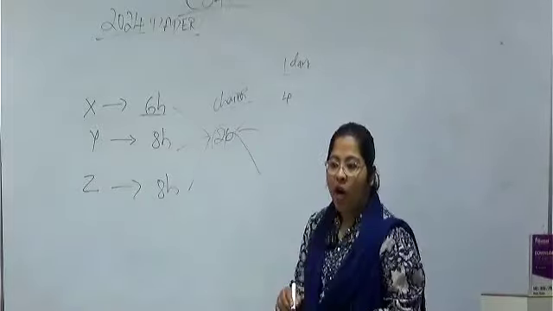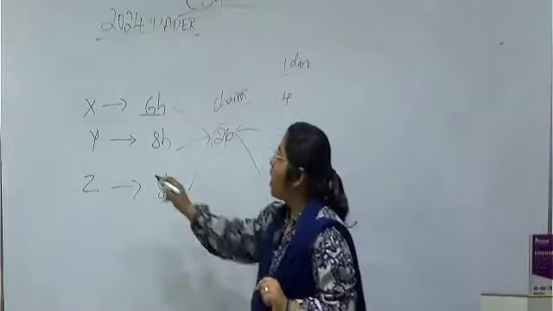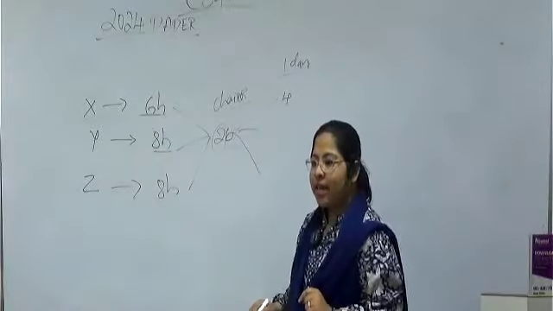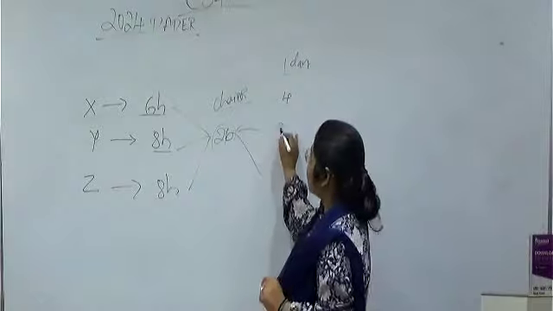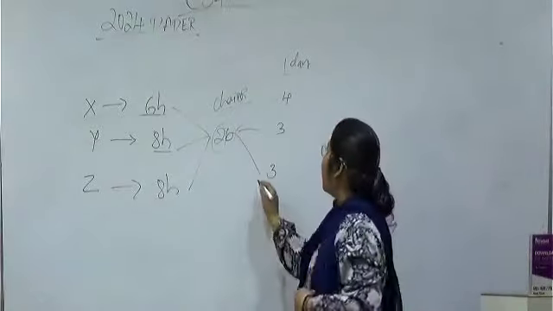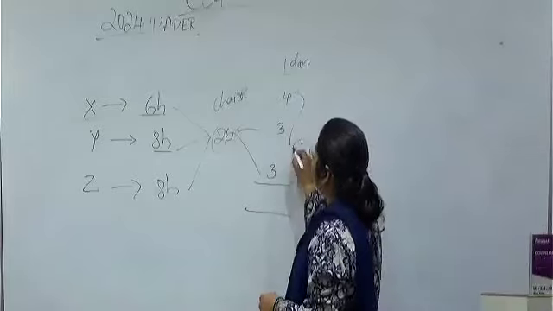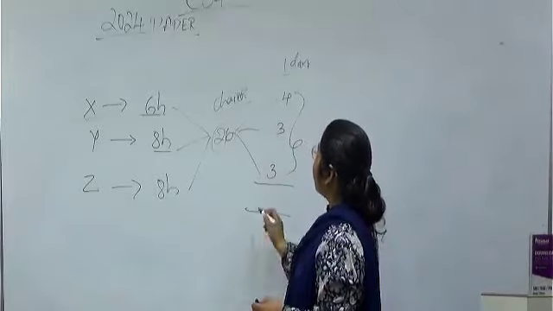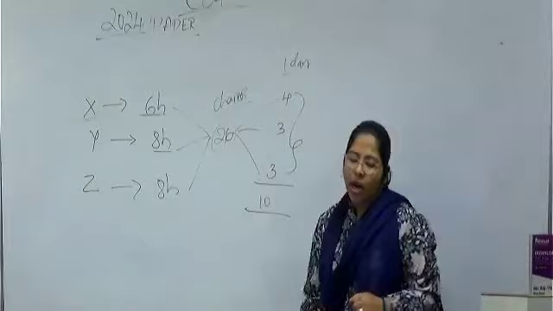It will manufacture 4 chairs in a day. Y will manufacture how many chairs in a day? 3 chairs in a day. And likewise, Z also can manufacture 3 chairs in a day. That means in a day, all together if they work, they can manufacture how many chairs? 10 chairs in a day. That is not the question.